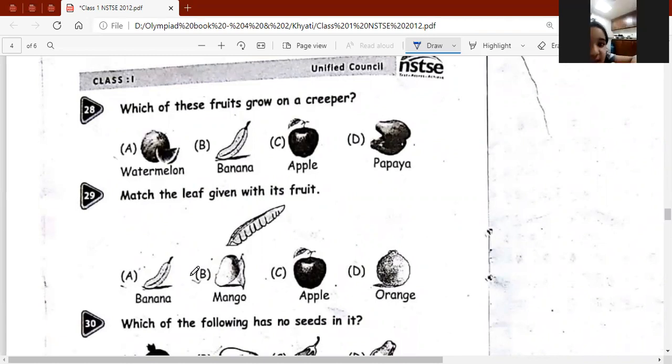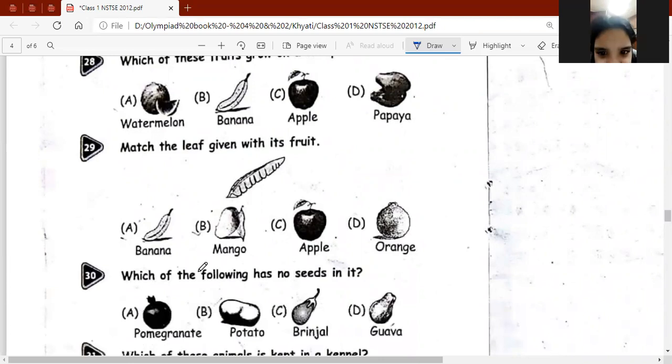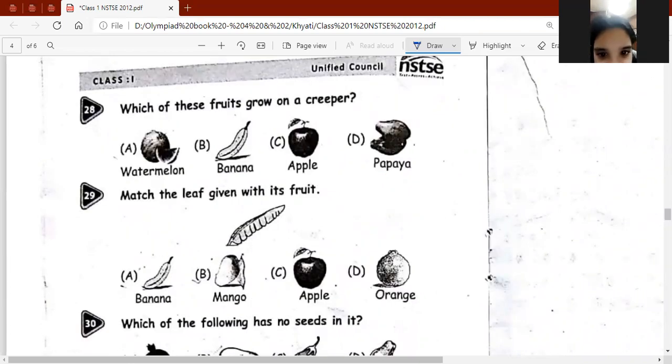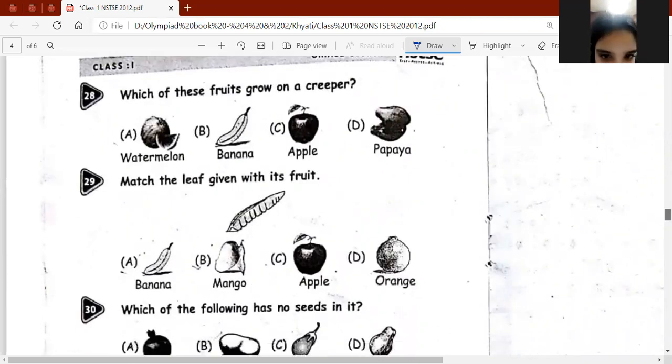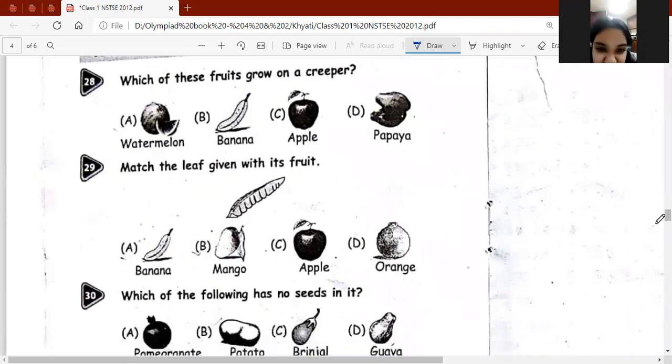Which of these fruits grow on a creeper? Mama, papaya? No. Watermelon? Yeah, watermelon.